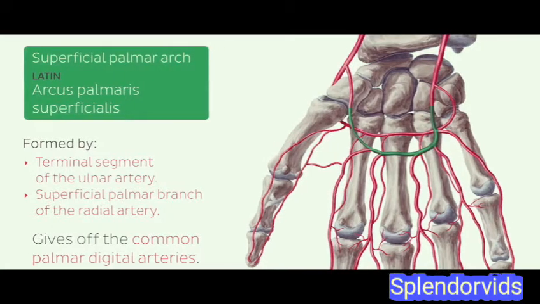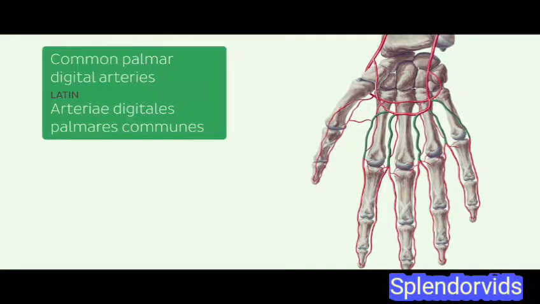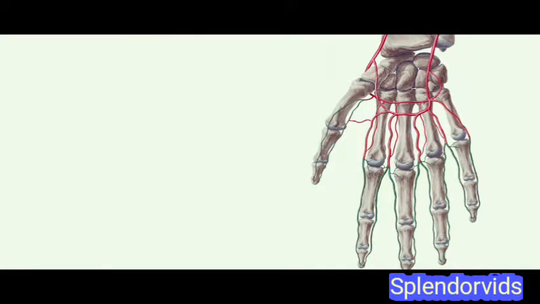If we go a bit more distally, then we're going to be finding these that you see now highlighted in green. These are the common palmar digital arteries, which I just mentioned on the previous slide. The common palmar digital arteries are branches of that arch that we talked about, the superficial palmar arch, that you can see clearly in this image. They run down until the root of the finger, where they will split into the proper palmar digital arteries, which are the next arteries that we're going to be highlighting here.